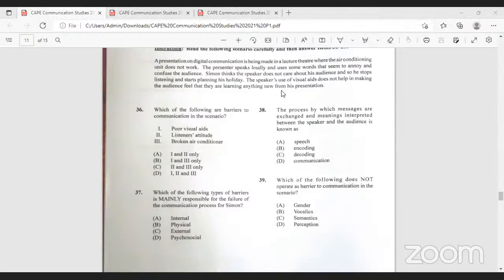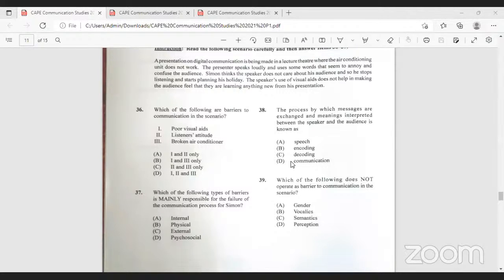Yeah. 39, which of the following does not operate as a barrier to communication in this scenario? Gender, vocalics, semantics, perception. Vocalics, right? He's speaking loudly. Semantics, he's using words that annoy and confuse the audience. Perception, Simon thinks the speaker doesn't care, right? But does gender have anything to do with it? No. So 39 is A, right? Everybody can see that the answer is A, right? For 39.